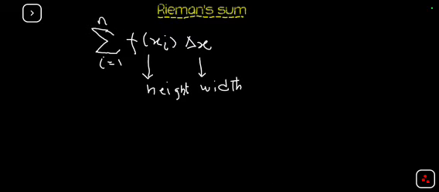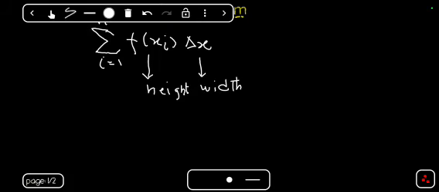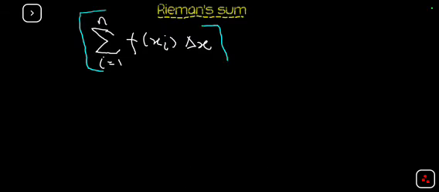So basically, you can see the analogy that Riemann used. He was finding the area of the rectangles and then summing all the individual areas of the rectangles to get the area below the curve. This is the analogy that Riemann was using. This is it, Riemann's sum. This is how it's done.